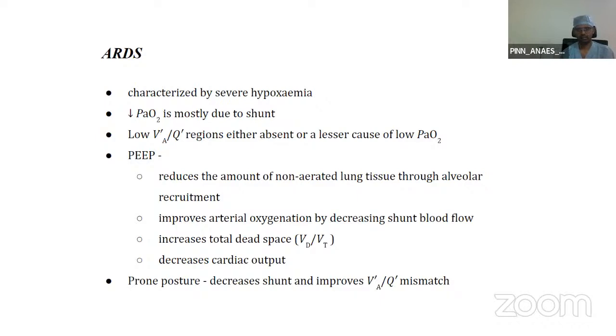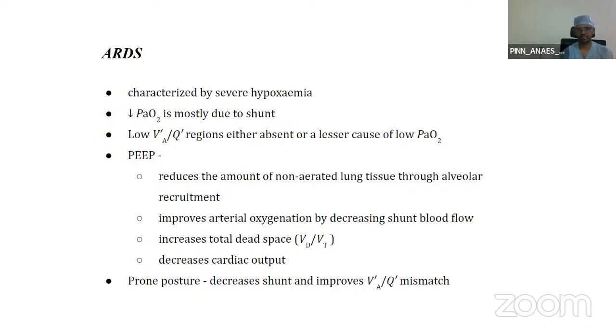So low VQ regions are either absent or a lesser cause of low PO2. So what happens if PEEP is applied in ARDS patients? PEEP has both beneficial and harmful effects. The beneficial effects include that application of PEEP reduces the amount of non-aerated lung tissue through alveolar recruitment, and it improves arterial oxygenation by decreasing shunt blood flow.